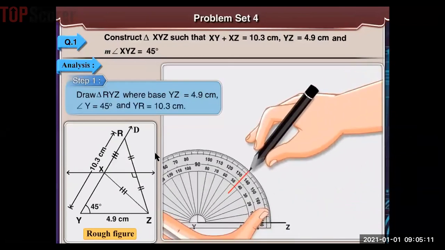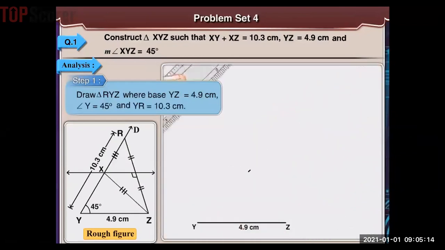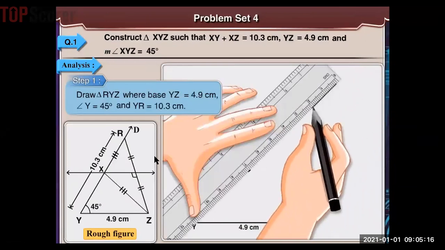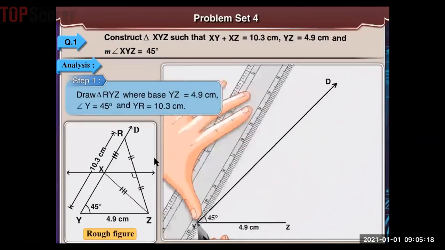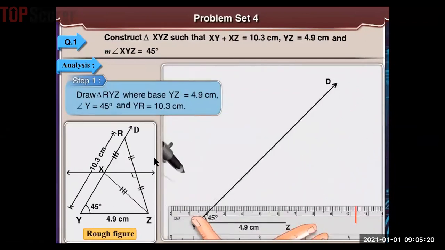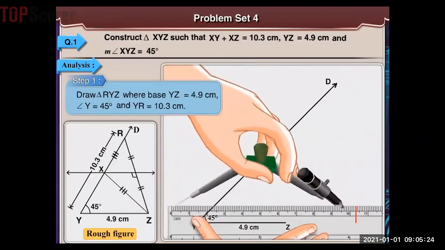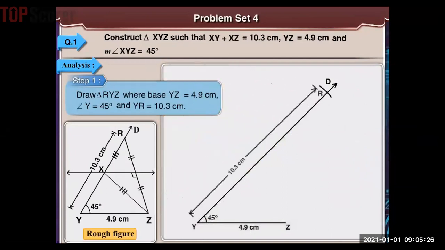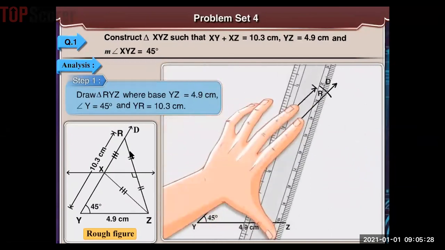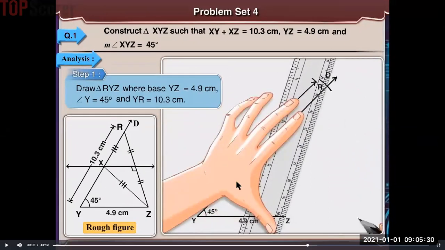So there we draw this angle, which is 45 degrees, and join it with Y, extend it, right? Draw the arrowhead. And next we have to take distance 10.3, right? So in the compass, you should be able to take distance 10.3 and mark it on YR, on YD like that. So mark 10.3 centimeters on that ray that we got in step 2.